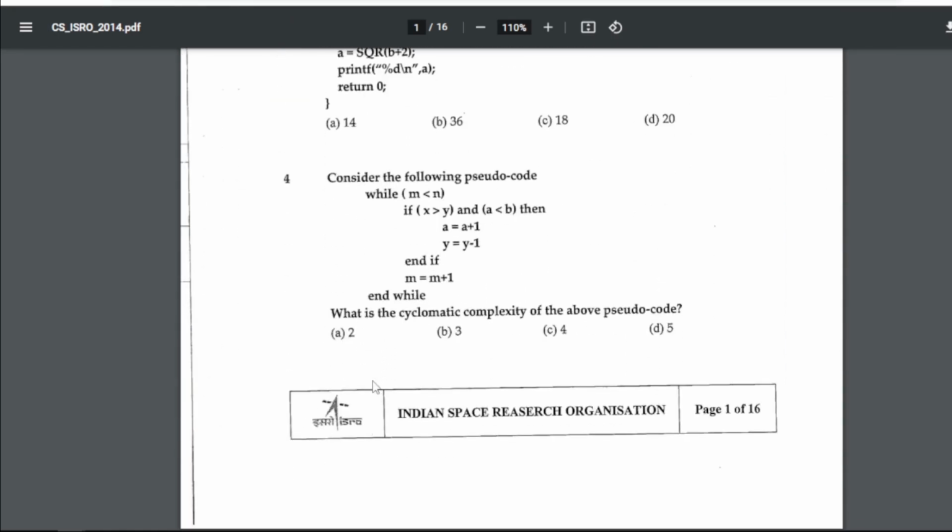Now question number 4 is, consider the following pseudocode. This is the program. What is the cyclomatic complexity of the above pseudocode? If you solve this, you will get the answer as 4. Basically what you can do is make a control flow graph, CFG, for this pseudocode. And now for the cyclomatic complexity, you will use number of edges minus number of nodes plus 2, right? That is the formula. In this way, if you draw this, you will get the answer as 4, right?